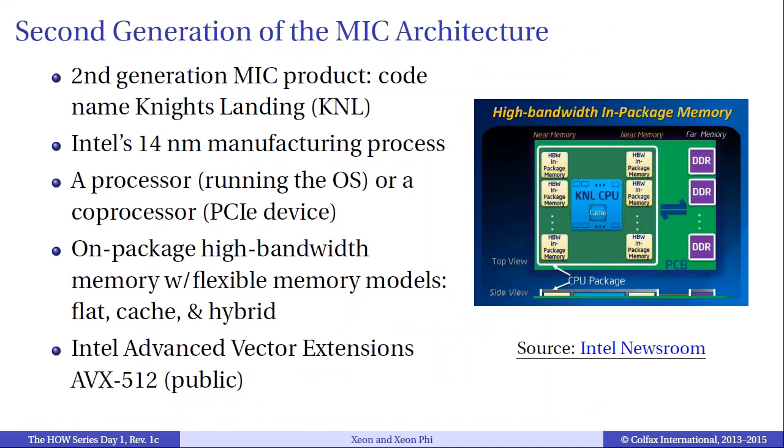As I mentioned, the second generation of Xeon Phi is just around the corner. If you were reading the news, you may have heard the code name for it, Knight's Landing Chip. It will be based on a smaller transistor manufacturing process, which means that you can put more hardware, more cores on the same chip, and they will be more power efficient.